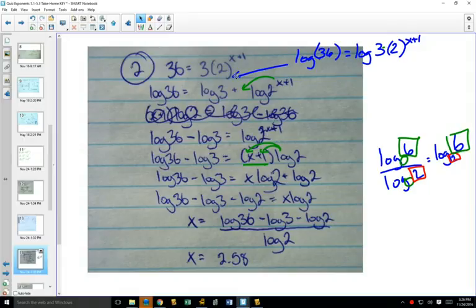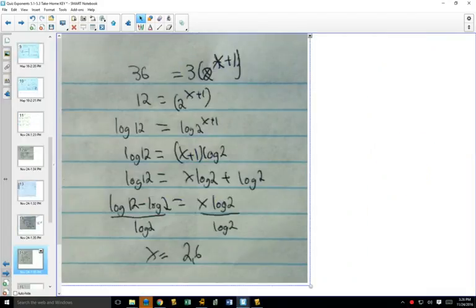So another way to do this question would be right at the beginning to say, I don't like this 3 in front. It's 3 times 2 to the x plus 1. What's the opposite of multiplying by 3? Divide by 3. So if you divided by 3 on both sides first, can you see that you would get 12? And now the question is 12 equals 2 to the x plus 1.